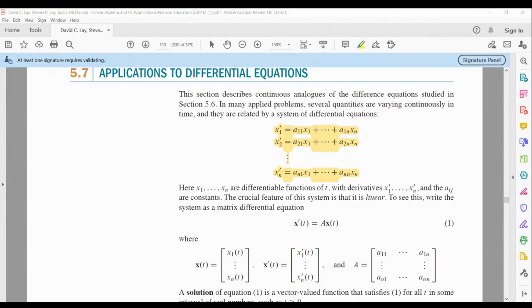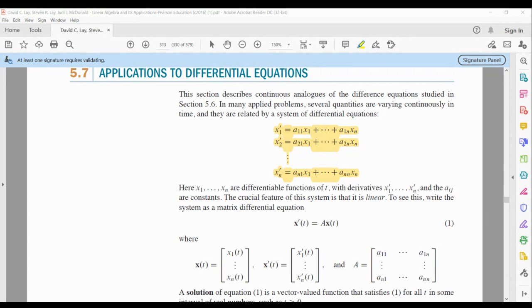Well, what if you had a linear system of differential equations? I mean, here you have x1 prime equals a11 times x1 plus a12 times x2 plus all the way up to a1n times xn. Okay, and then you have x2 prime, x3 prime, x4 prime, xn prime. It's called a linear system of differential equations.